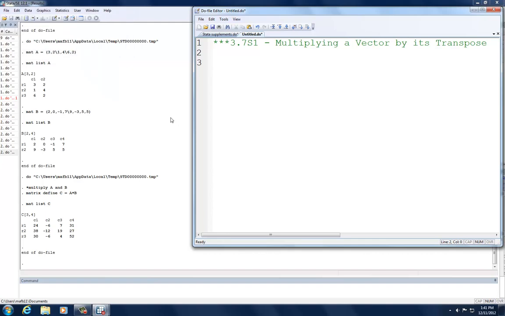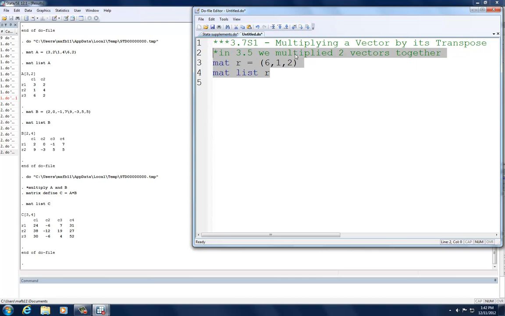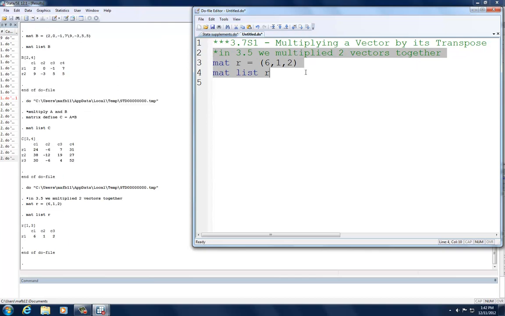So let's discuss multiplying a vector by its transpose in Stata. I want to note that in video 3.5 we multiplied two vectors together. Those vectors were R and F, and matrix R was equal to 6, 1, 2. So let's indicate that there. Now, since the topic is multiplying a vector by its transpose, we want to get the transpose of that.